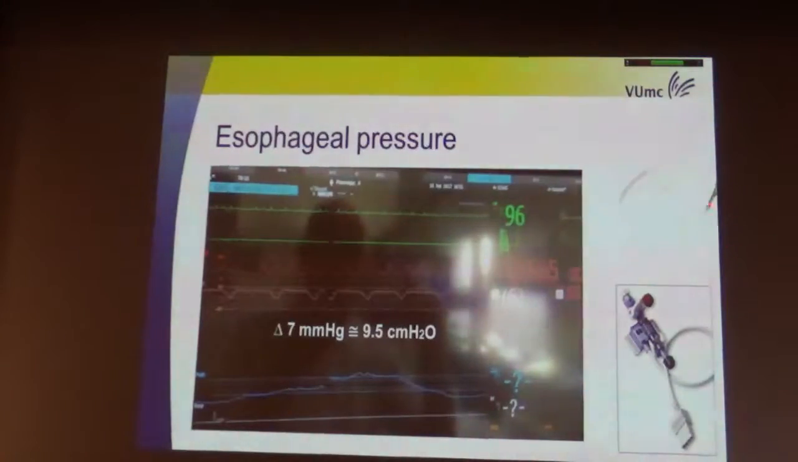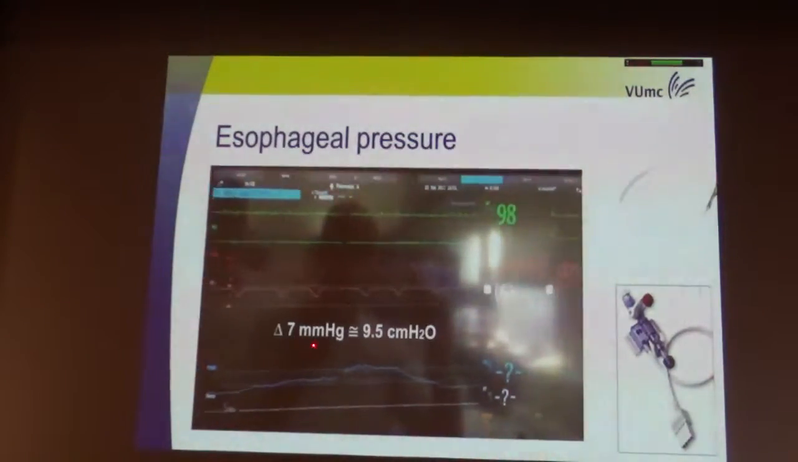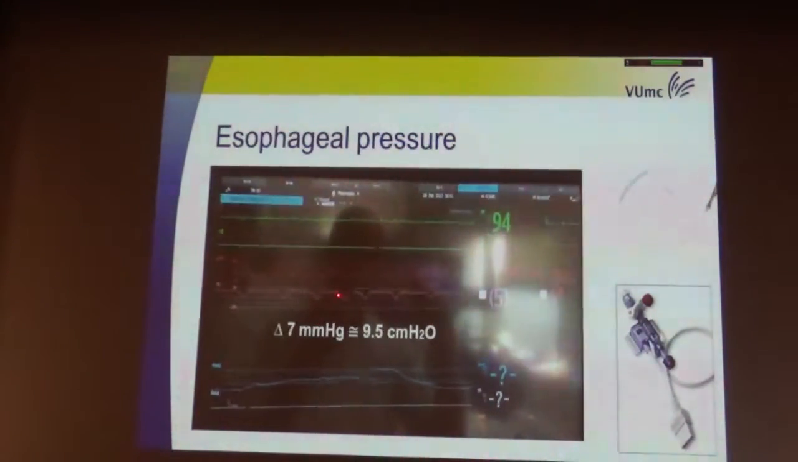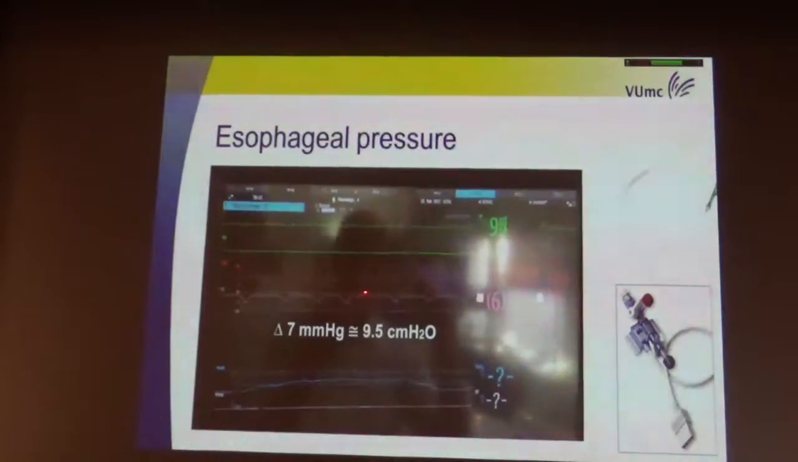What you actually need is an esophageal balloon. You can buy it. It costs about 20–30 euros. You need a pressure transducer. What we use in clinical care is just a disposable pressure transducer you would use for arterial blood pressure measurement, and you connect it to your ICU monitor. So right here, this is your arterial blood pressure, and this is the change in esophageal pressure in a patient on pressure support. So as you can see here, with every inspiration, there is a drop in esophageal pressure.